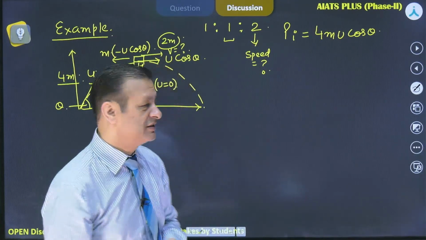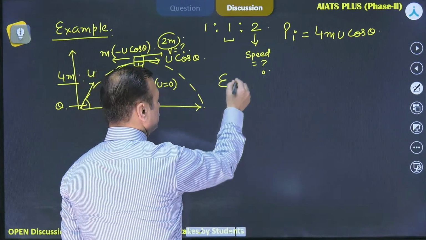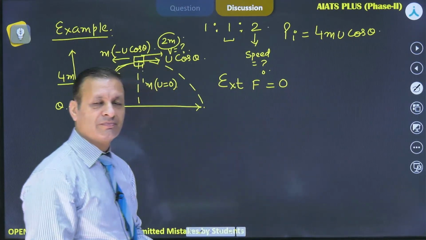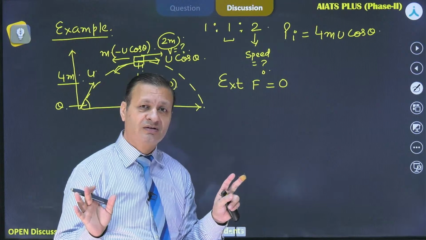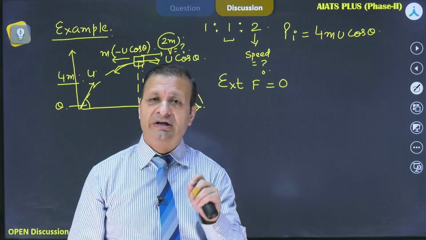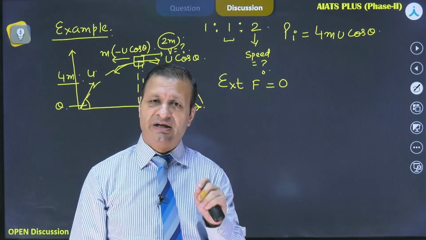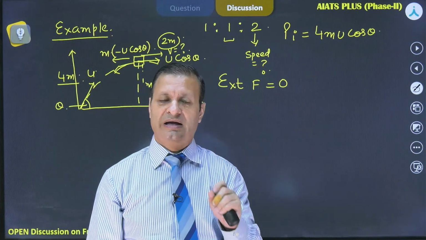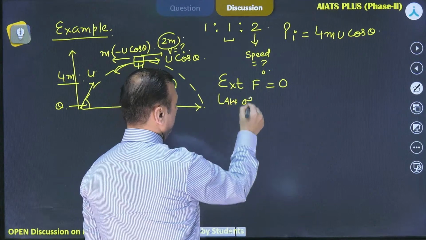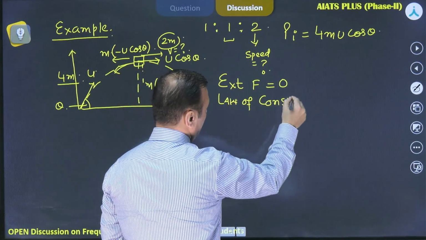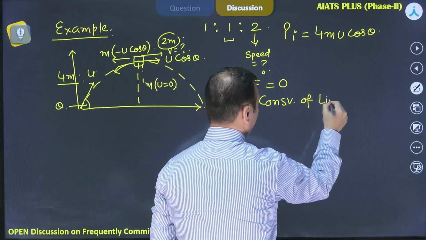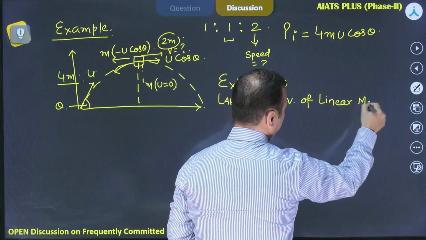So if there is no external force, we are again in a condition where the momentum of the system remains constant and will follow the law of conservation of linear momentum.